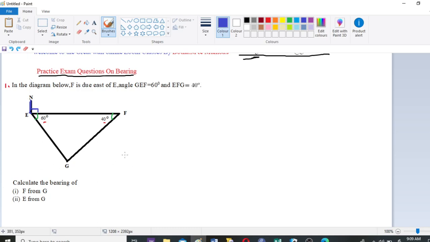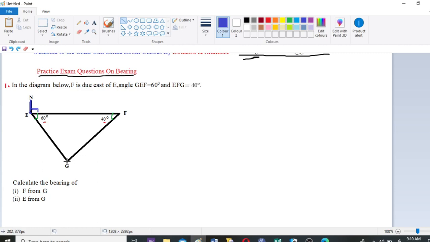From this question, we are told to calculate the bearing of F from G. Look at where F is. F is here, and G is here. So which one is our initial point? We are calculating F from G, so we are at G going to F. Now what are we going to do since we are at G going to F? How are we going to know the bearing that we want?